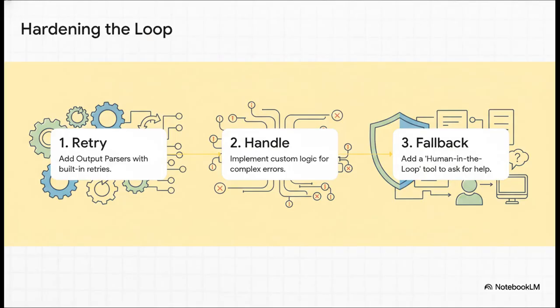Well, the optimizer solution isn't just one simple fix. It's about building in layers of resiliency, like armor. First, you add smart output parsers that'll automatically try again a few times if the formatting's a little off. Second, for trickier errors, you write your own custom handling logic. And third, this is the ultimate fallback, if the agent gets truly hopelessly stuck, it can use a human-in-the-loop tool. This literally pauses everything and pings a person to ask for help. This is how you build an agent that doesn't just fall over at the first sign of trouble.